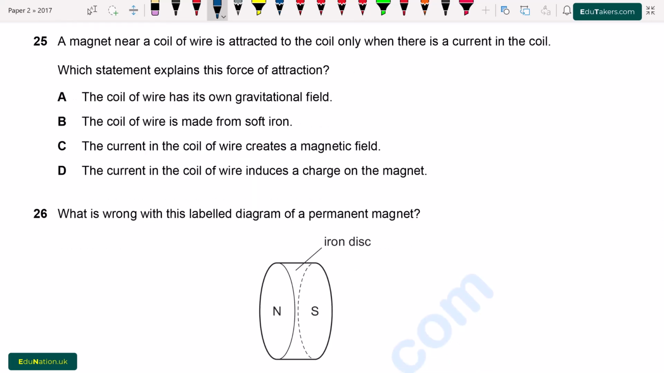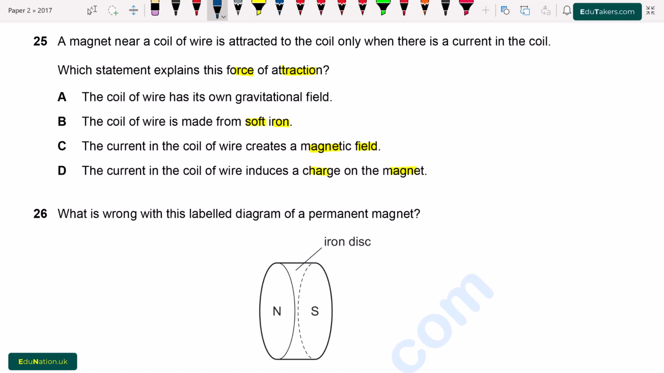Question number 25. A magnet near a coil of wire is attracted to the coil only when there is a current in the coil. Which statement explains this force of attraction? Option A. The coil of wire has its own gravitational field. B. The coil of wire is made from soft iron. C. The current in the coil wire creates a magnetic field. D. The current in the coil of wire induces a charge on the magnet.